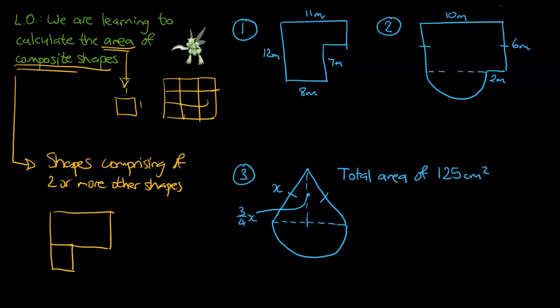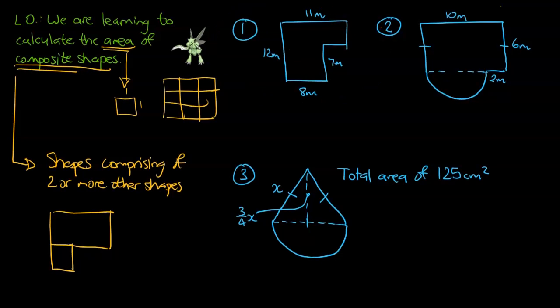We're going to focus on composite shapes that comprise of 2 shapes in this video, but do be aware the same rules can be extrapolated up to 3, 4, 5, and so on type shapes. So let's get into our first one. We're going to focus on question 1 to start off with.